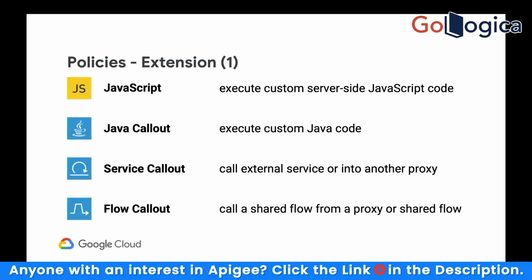Then the next set of policies are extension policies. So here we have the JavaScript extension policy to include custom JavaScript, and the Java callout policy to execute custom Java code. The service callout policy is used to call external services, where we can call multiple services and combine the responses. And then we have the flow callout policy. This policy is used to call a shared flow. We create a shared flow which will have common logic, but in order to execute the shared flow, we have to use this flow callout policy. It will call the shared flow at runtime and execute it.